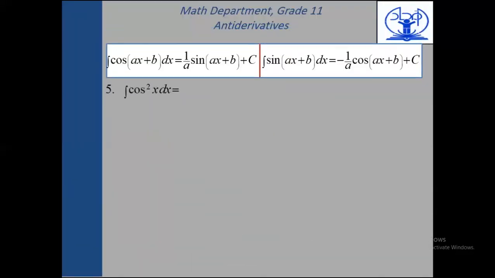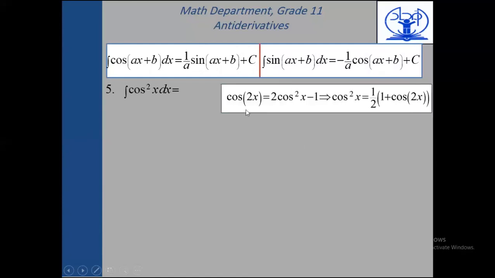What about the integral of cosine squared x dx? By the way, if we leave the integrand as cosine squared x dx, actually it's cosine x all squared. It's u squared. Does it match any one of these? For sure not. What shall we do here? Sometimes you need to use some trigonometric formulas.